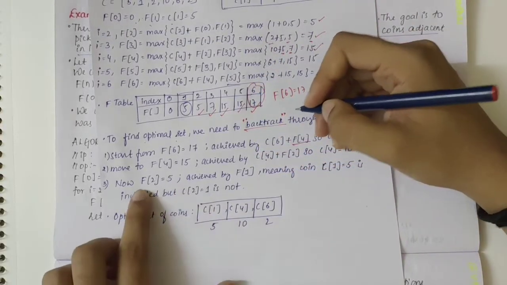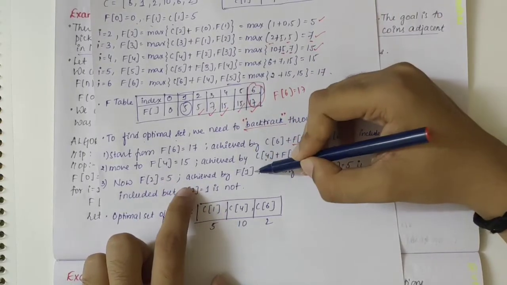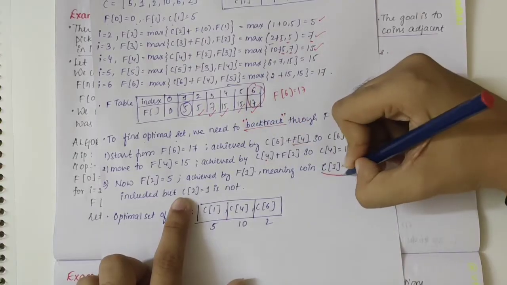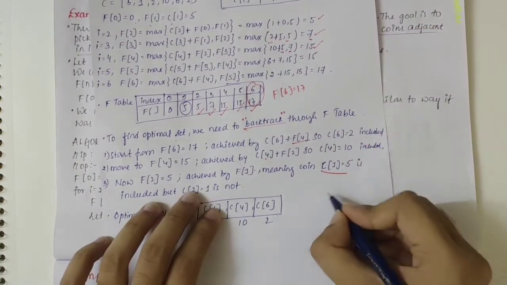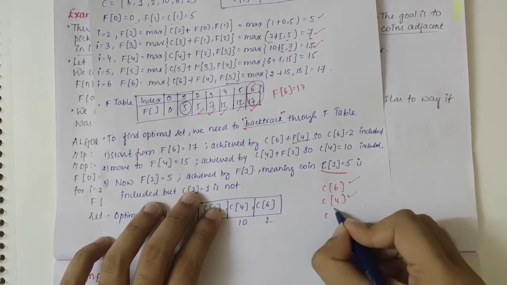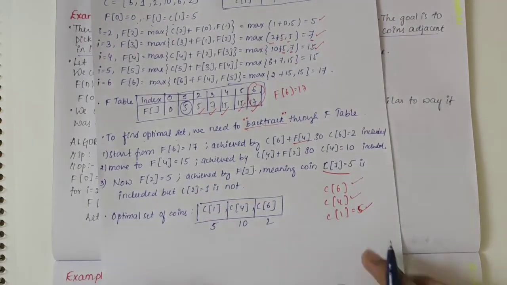What is F of 2? We'll look into F of 2 now. F of 2 is 5, so it is achieved by F of 1, not C of 2. C of 2 is not included here, but C of 1, which is equal to 5, is included here. So we have to include C of 6 first, then C of 4 second, and C of 1 as well.